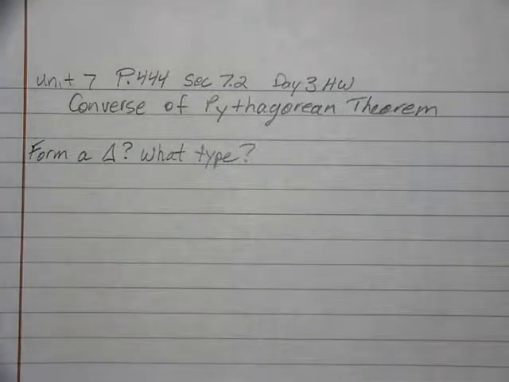This is geometry for Unit 7. This is Section 7.2, page 444. This is from Day 3 homework. We're talking about the converse of the Pythagorean theorem.